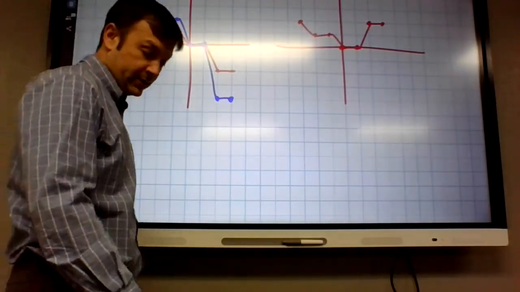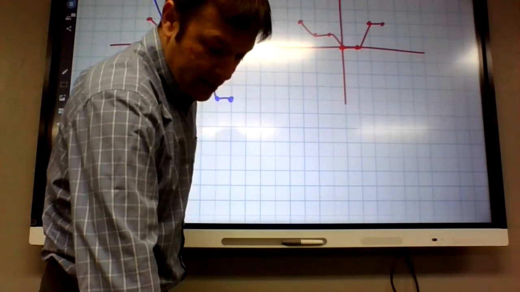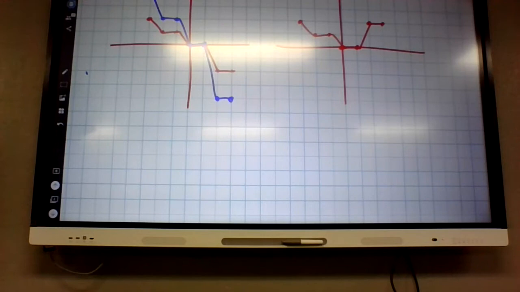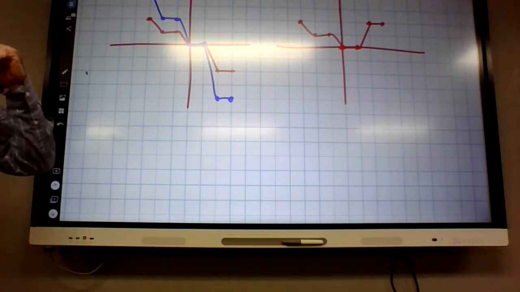All right. What is the negative on everything going to do to the graph? What's the negative going to do to the graph? Which way? Upside down. Yeah, vertical flip.